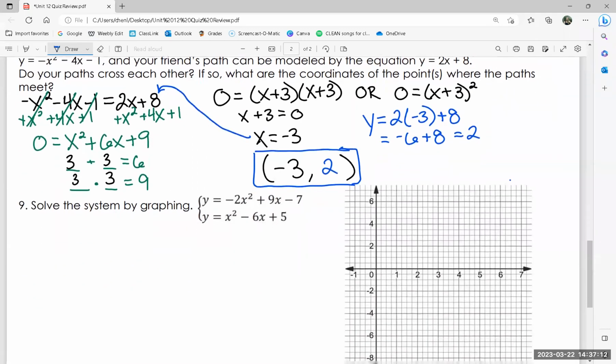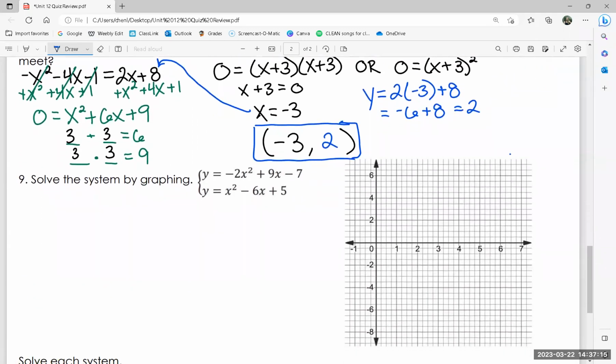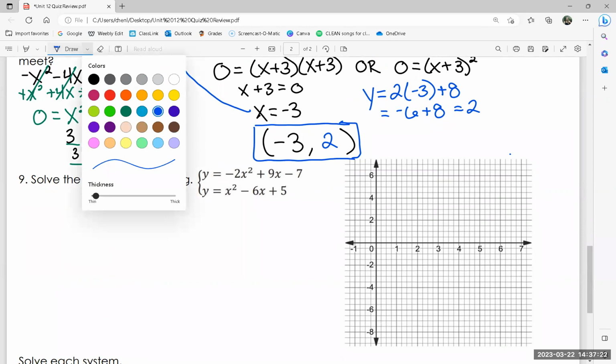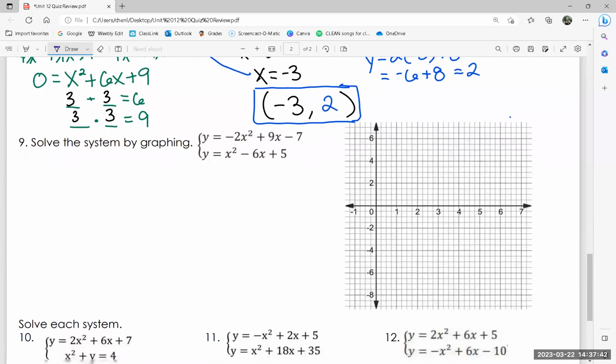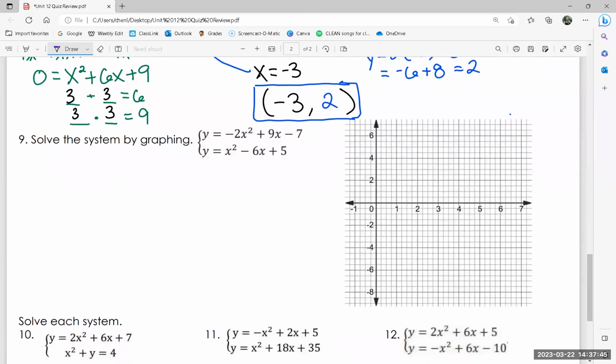Okay, number 9. Solve the system by graphing. Okay, so for this problem, I can't really force you into using graphing when I give you the algebraic functions. So I'm going to solve it both ways just so you're familiar with both. And then you can decide from there what you prefer.